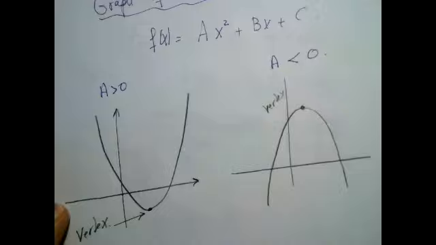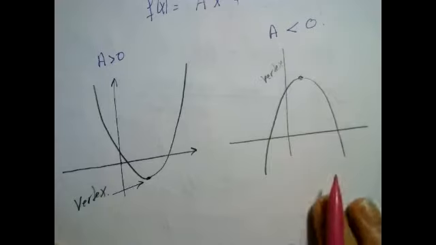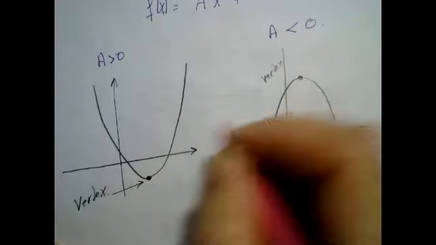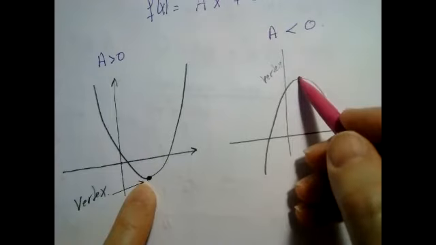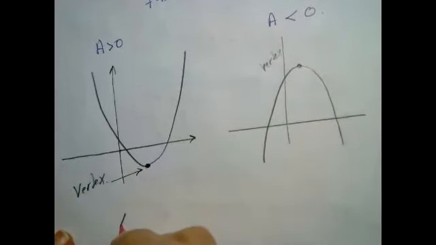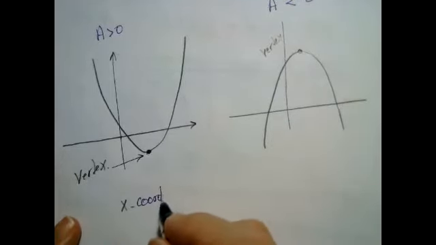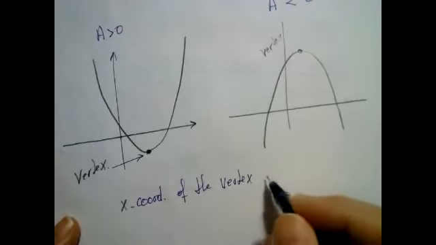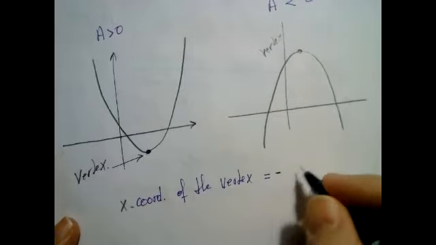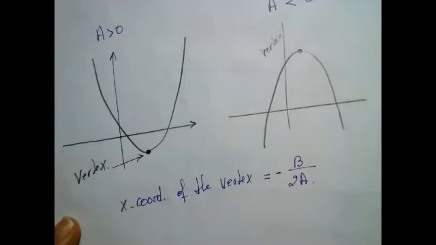Now the question is, what's the coordinate of the vertex? This is the vertex, and that's the vertex. The importance of the vertex is that's where the function reaches its minimum value, the smallest value the function takes, and here it takes its largest value. So the x coordinate of the vertex is a formula you will have to memorize: minus b over 2a.